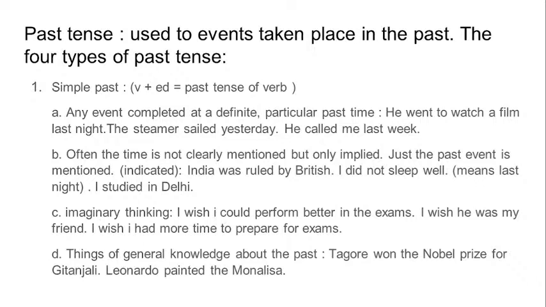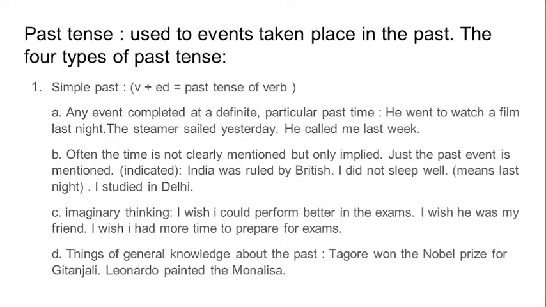See, there are various categories of usages in simple past, as I've listed. Any event completed at a definite particular past time. See, definite particular past time means what? The timing is mentioned. The particular timing is mentioned. When did the action happen? See, in the examples, let's go discuss.